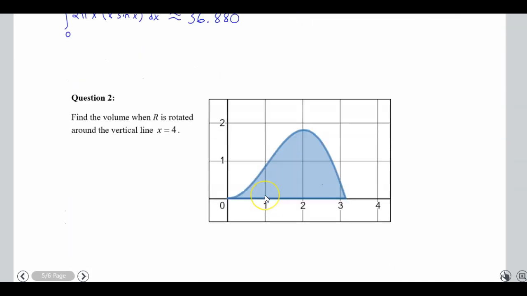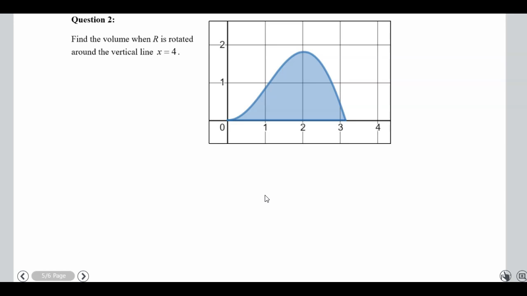All right, let's go ahead and take a look at this last one. In this last one, we are looking at the idea of finding the volume when we rotate it around a different line, the line x equals 4. So we'll take a look at that and see what we get. This region R is the same as before, so this is x sine x, 0 to pi. Same region, in case you didn't notice that. But here's my x equals 4 axis of rotation right there.